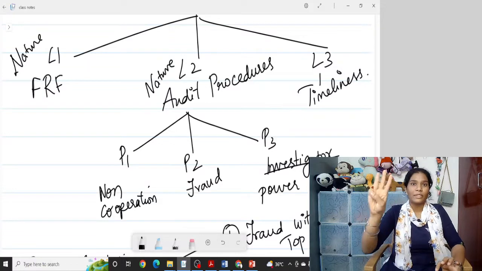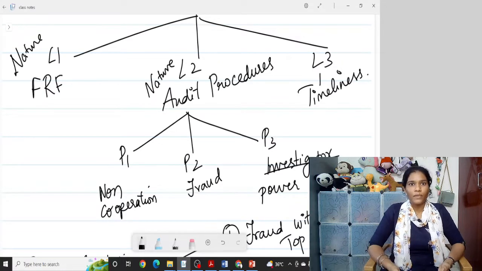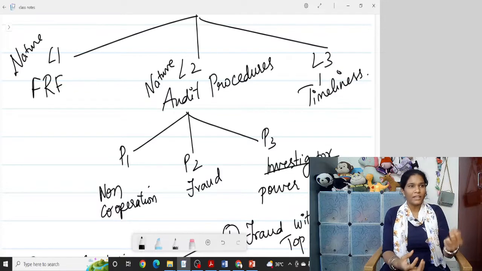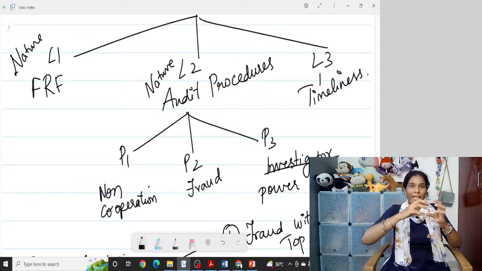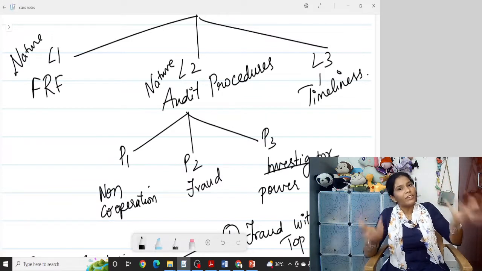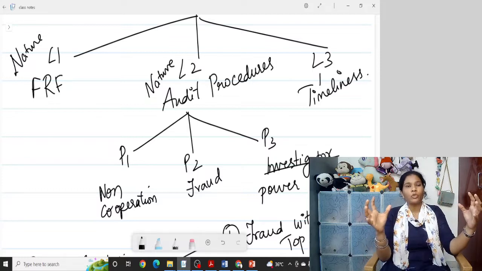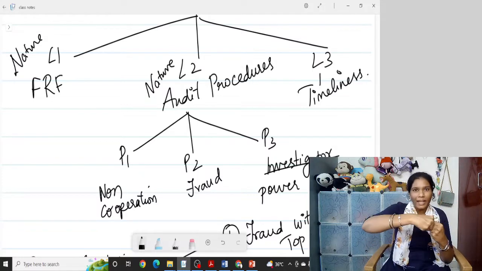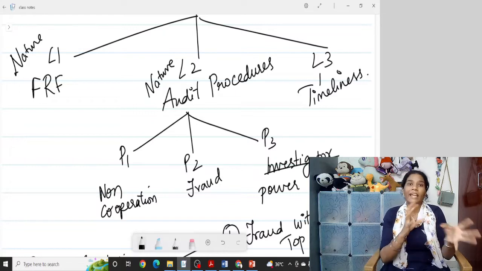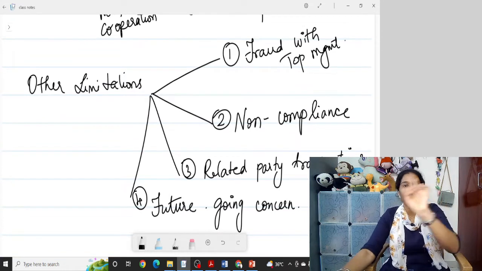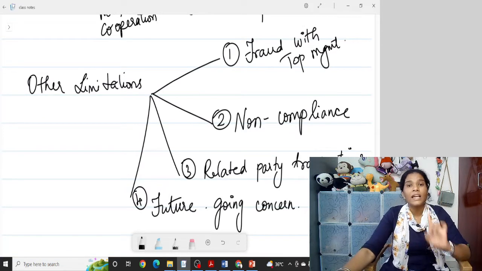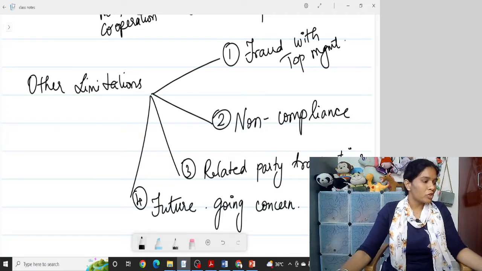அடுத்தது என்னது? Limitation number 3, important limitation number 3 என்னன்னா timeliness. ஓகேவா? I have to receive audit evidence and that audit evidence can be relied upon only for a particular time period. So time அதிகமாயிடுச்சுன்னா its reliability will be off. So within that time frame obtained information I have to rely on it and express my opinion. The timeliness of the audit evidence is the most important thing. And then there are 4 other limitations: fraud with collusion of the top management, non-compliance, related party transactions or relationships, and the future or going concern.